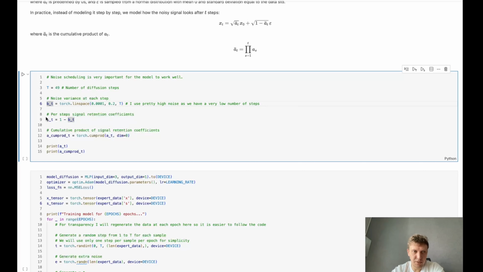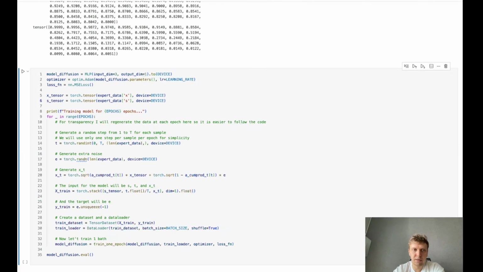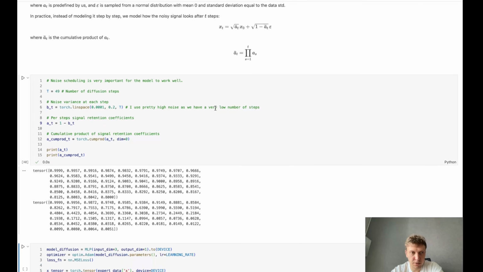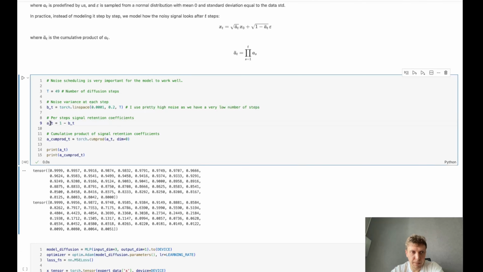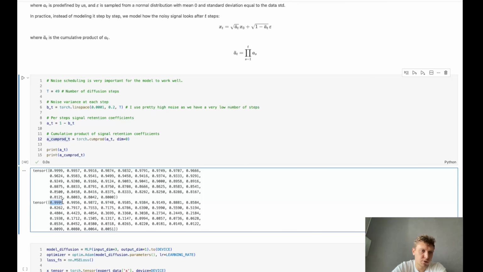Then I generate BT and AT that are simply the noise schedule, and this AT represents how much of the signal variance we preserve at each step. And then when we compound all of them, we can see how much of the variance of the original signal stays there after each step. So when we just start, after the first noising step, we add just a little bit of noise and almost all signal is still there. So our signal is just slightly noisy.